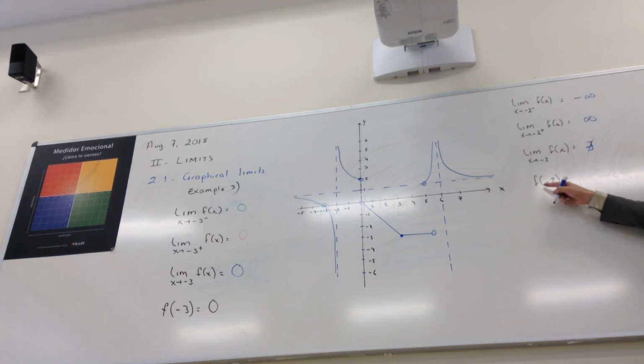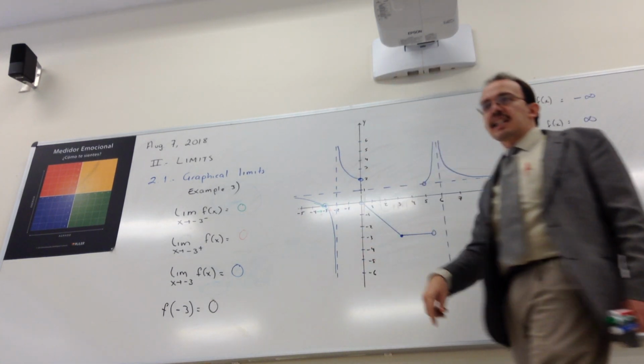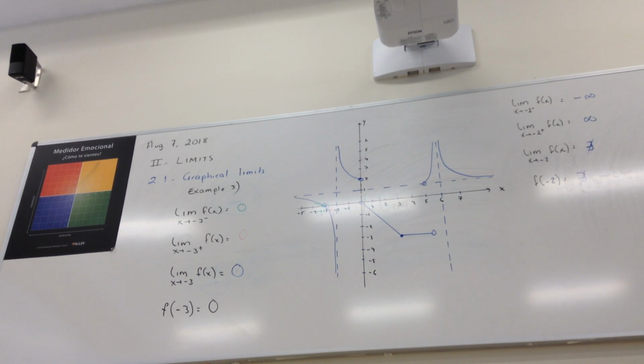And if I say f of -2, doesn't exist. Why not? Because you have an asymptote. That's the reason. The vertical asymptote. Okay so far?